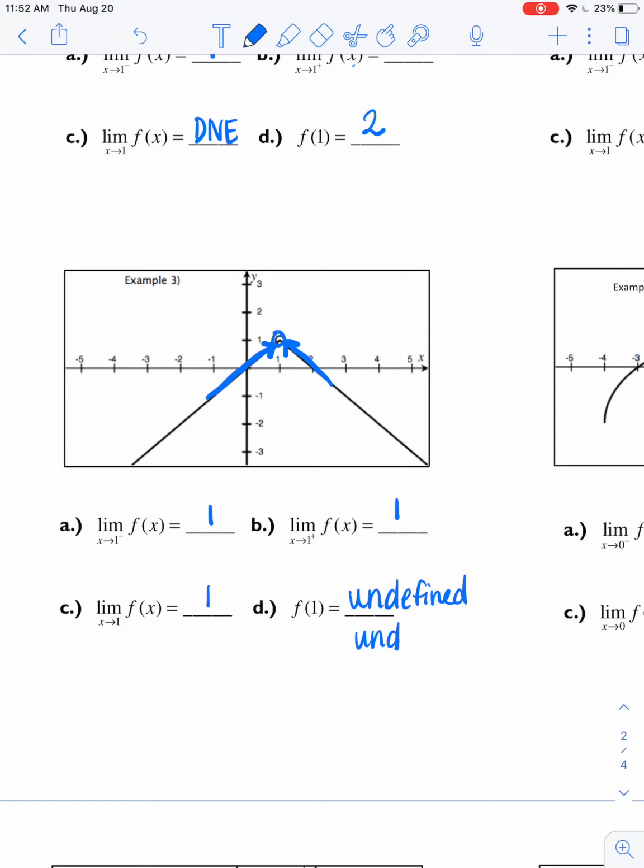So please notice here that when we talk about limits, we say that they don't exist. If we're talking about function values, we say they're undefined.